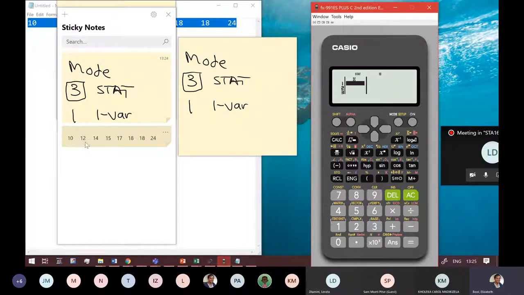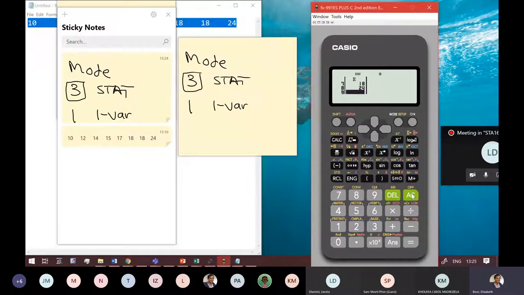We know the values are 10, 12, 14, 15, 17, 18, and 24. To capture them, you just say 10 and you press the equal sign. It will store the value there. Then 12 equal sign, 14 equal sign, 15 equal sign, 17 equal sign, 18 equal sign, 24 equal sign. You will see that the last value corresponds to number 8, which tells me all the values are stored on your calculator.